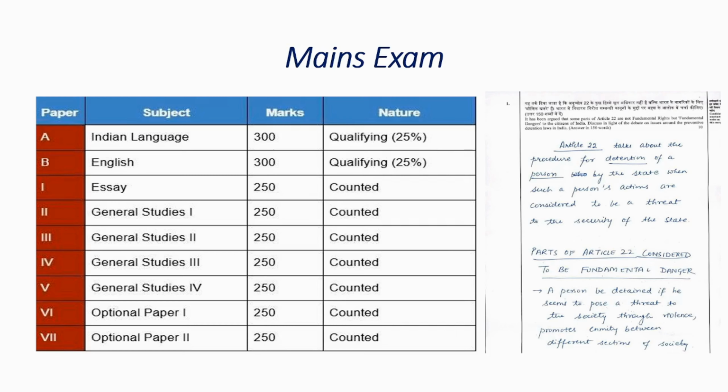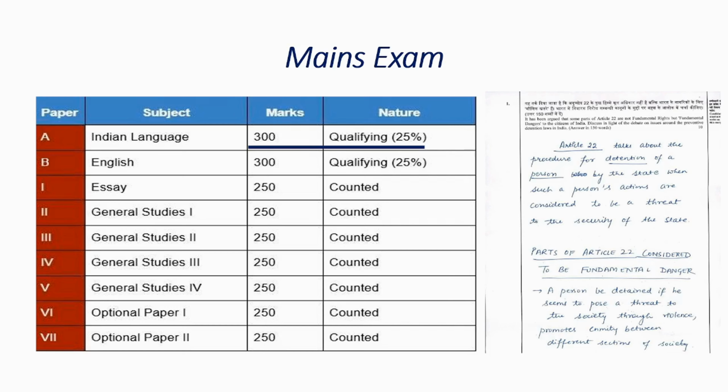As you can see, the first 2 papers of mains are language papers: an Indian language and English. Paper A, the Indian language paper, is for 300 marks and it is qualifying in nature. What does qualifying in nature mean? It means it is just enough if you score 25% of marks. 25% of 300 is 75 marks. So it is just enough to score 75.